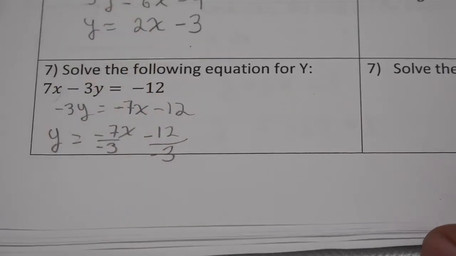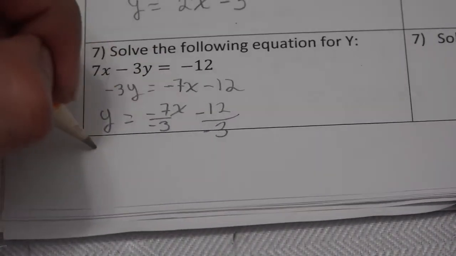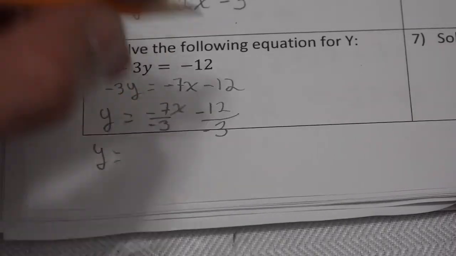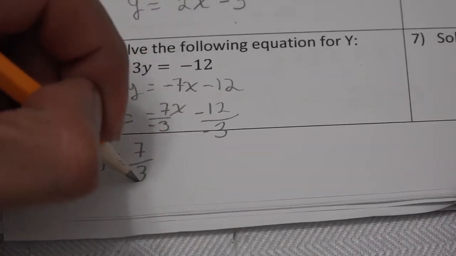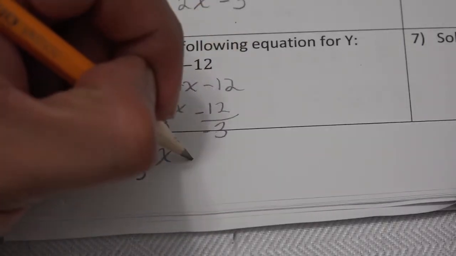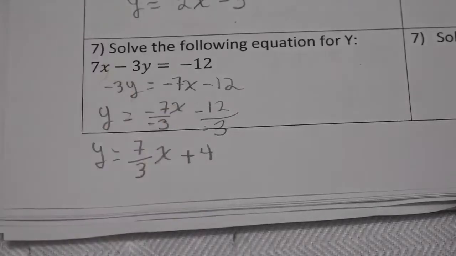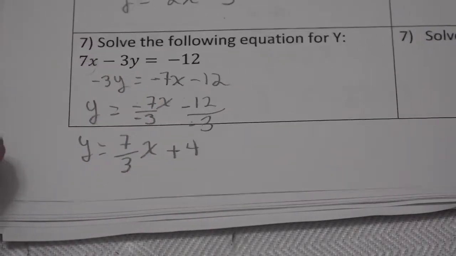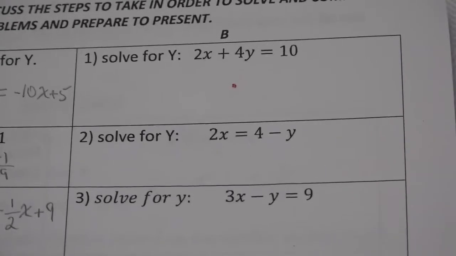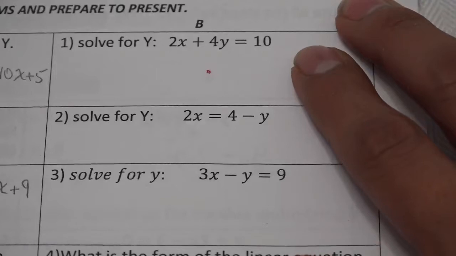Oh my god, I just ended up dividing by 3 anyways. Alright, so your final answer is y equals, negative divided by negative is positive, so this is 7 over 3 x, and then 12 divided by 3 is 4. And since negative divided by negative is positive, then it's plus 4. Okay. Solve for y. So now you're gonna tell me what to write.